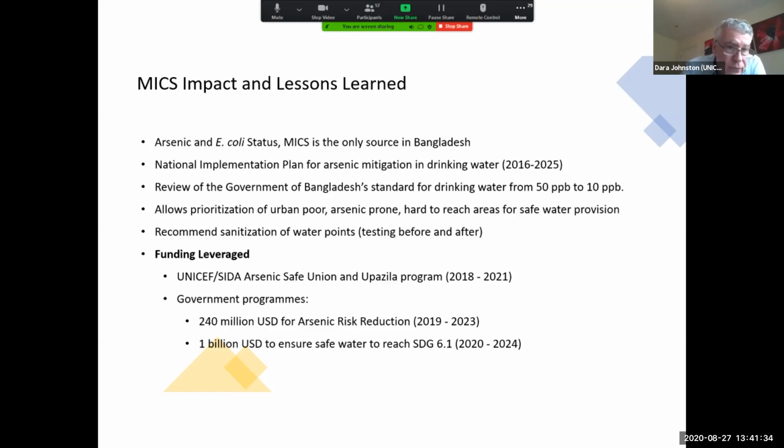And for water access and E. coli in general, a $1 billion project has been launched by the government this year to ensure safe water to reach the SDG 6.1 across the whole country. So that's all. Thank you very much.